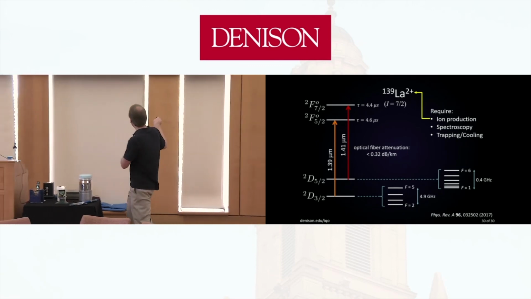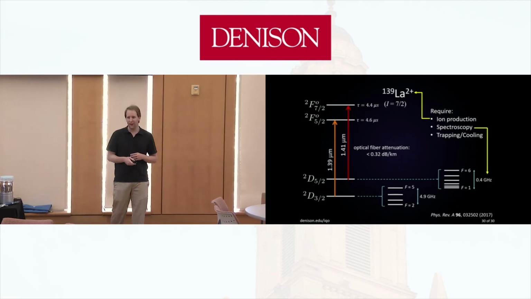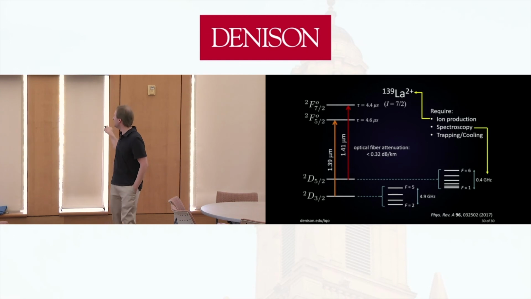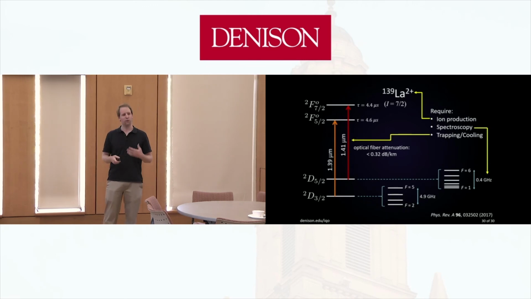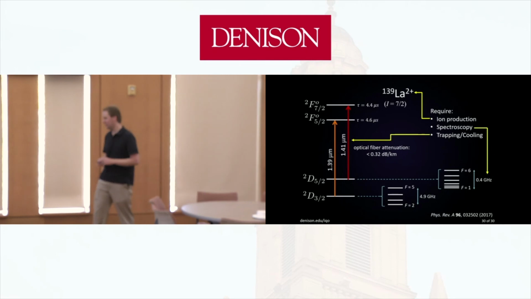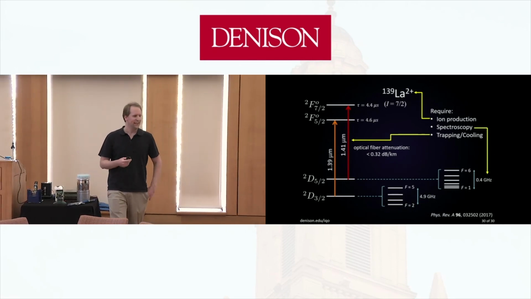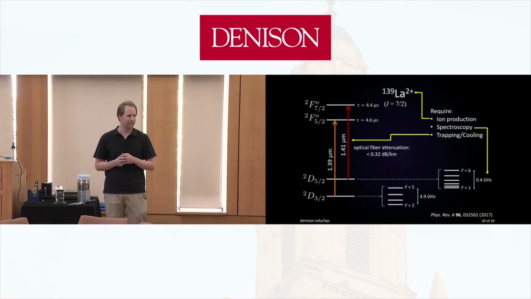We also need to know exactly what these energy level splittings are by doing spectroscopy in the atom, and we've done that. We've made the first and only measurement of that splitting here at Denison. And then finally, in order to use it for quantum information purposes, we want it really well controlled, which means trapping and cooling it, which is what we're working on now. Hopefully, in the near future, we'll be able to demonstrate laser cooling and trapping of doubly ionized lanthanum, and then apply it to these really interesting applications in quantum information.